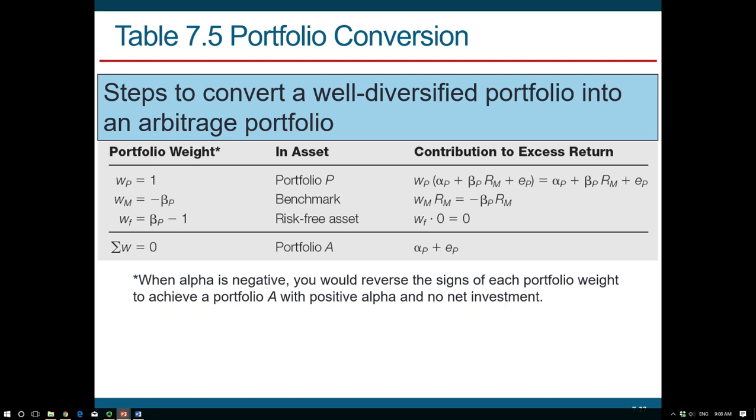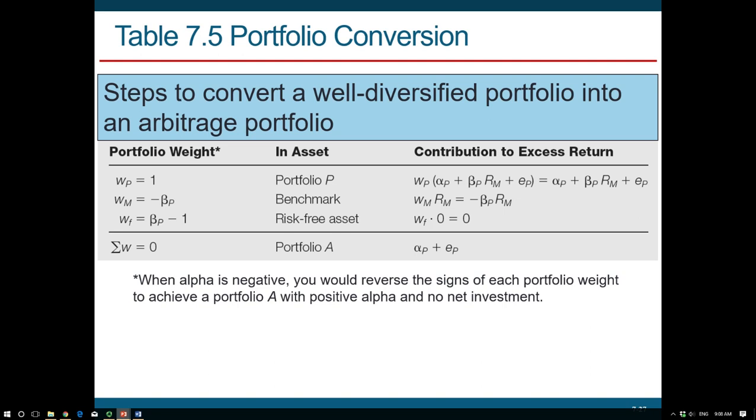So cash inflows will offset with cash outflows, and the total weight equals zero, which means the investor does not spend a penny on this arbitrage portfolio, right? If you spend nothing on this portfolio, then what will be the consequence? Will you be able to make some money? If you are making some money, then this is a typical arbitrage opportunity.